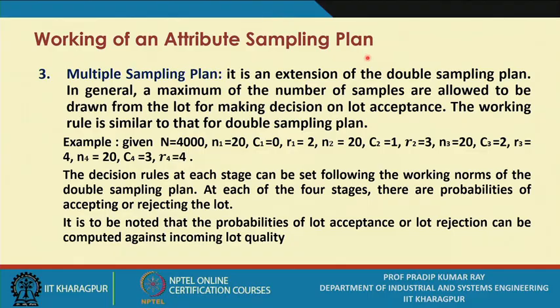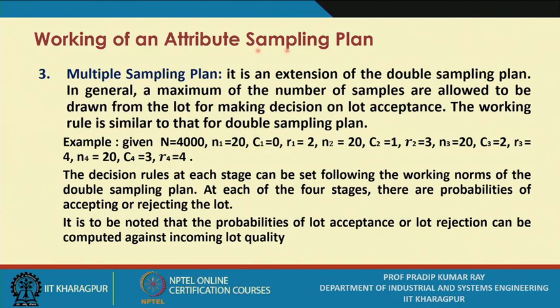Now in many cases there could be an extension of the double sampling plan. Whenever the maximum number of samples you are allowed to draw from the lot for making decisions regarding lot acceptance or lot rejection is more than 2, we refer to such a sampling plan as a multiple sampling plan. So how do you explain the working of a multiple sampling plan? It is an extension of the double sampling plan.